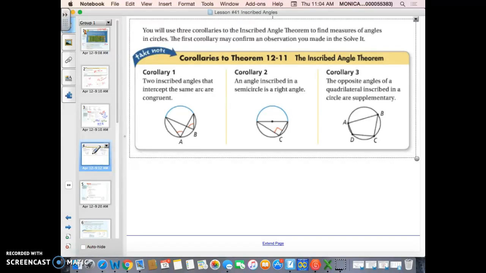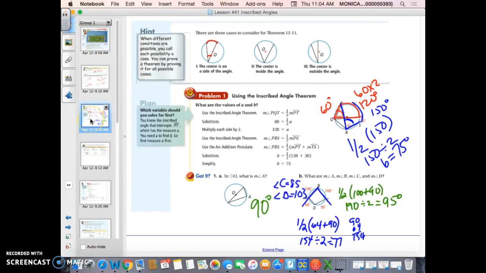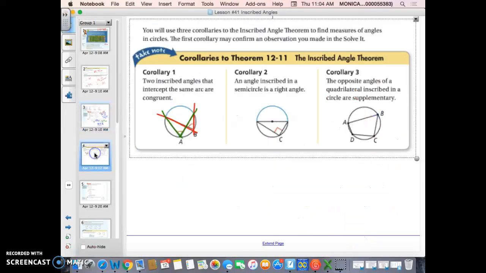So a couple of the corollaries here is that if you have two inscribed angles that intercept the same arc, they're congruent. So you'll notice that if you trace this here, the intercepted arc is in blue. And if you trace this angle here, the intercepted arc is the same. So the angles will be congruent, obviously, right? An angle inscribed in a semicircle is a right angle. And we saw that here. This is a semicircle, and it's inscribed within it, so it's a 90-degree angle.